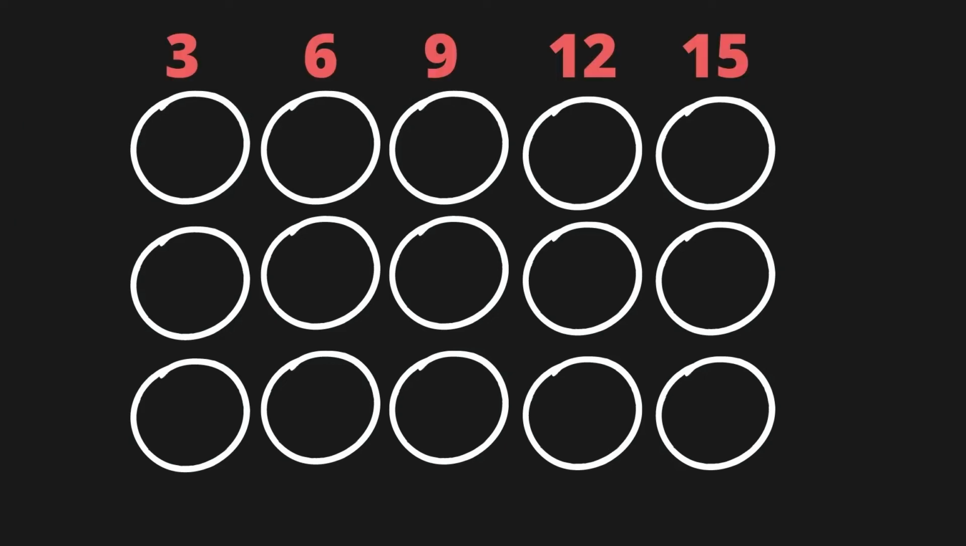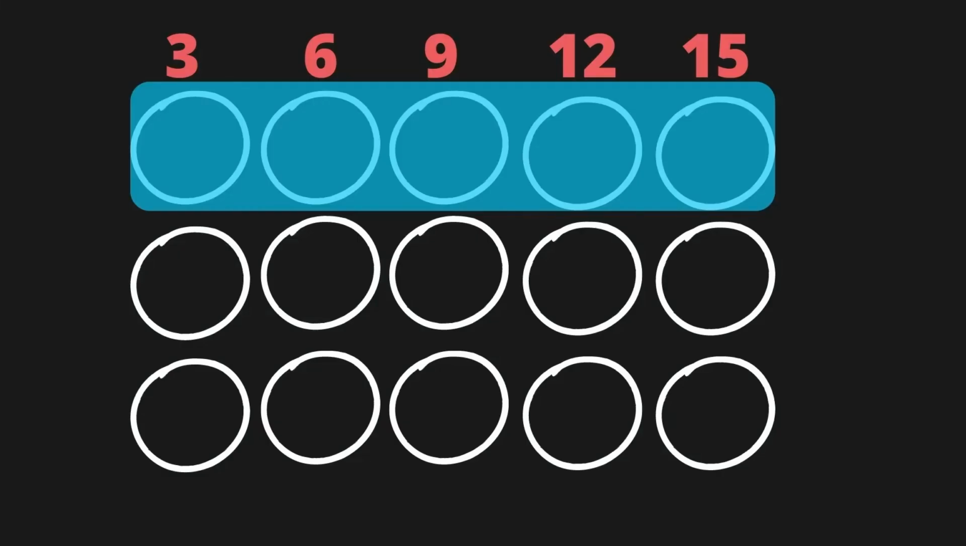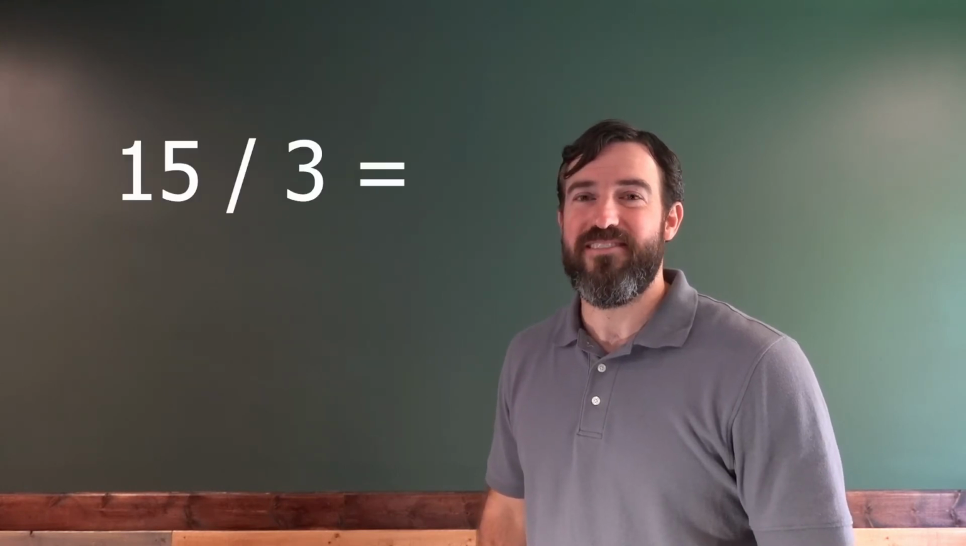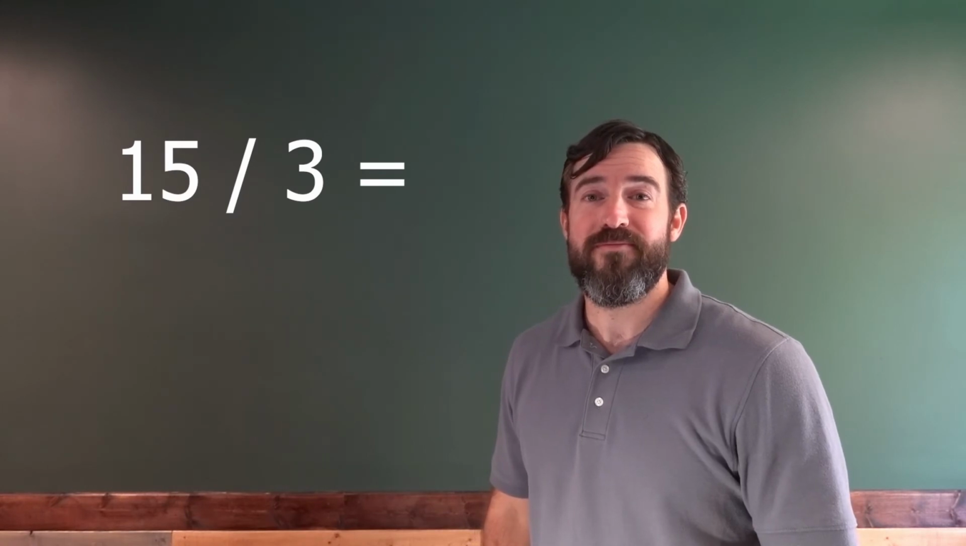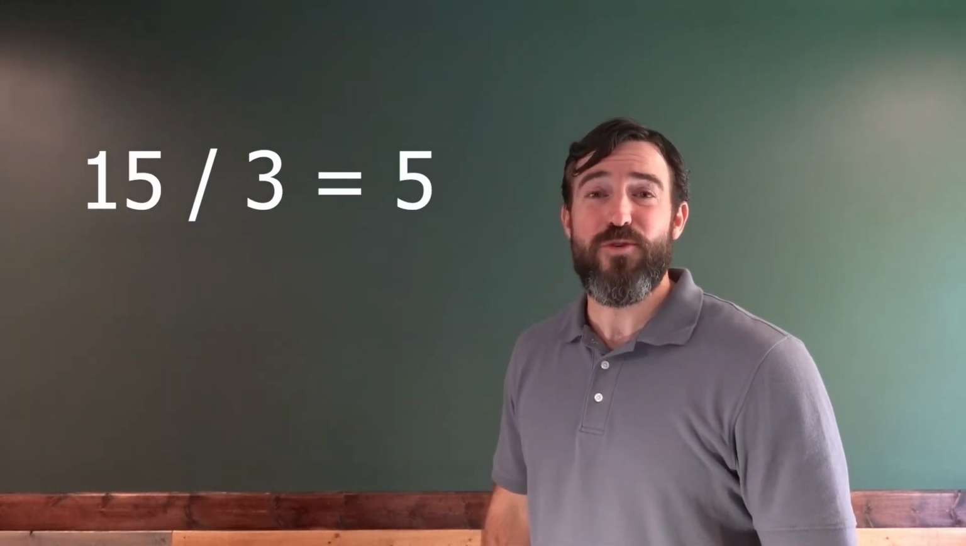Now that we've counted up to 15 in our 3 rows, we can find the total number of circles in each row, or the size of the groups. How many circles are in each row? Very good, there are 5. So let's go back to our division equation to complete. 15 divided by 3 equals... That's right, 5. By using our array, we found that 15 divided by 3 equals 5.